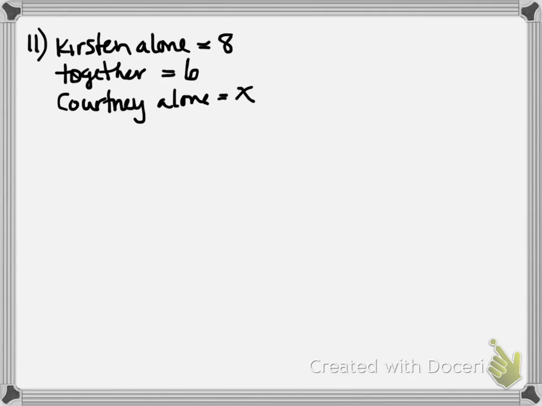Now, the setup is the same. Together over alone. That represents Kirsten's portion of the job. Plus, together over alone. That represents Courtney's portion of the job. Equals one complete job. Now, you have a couple options in a problem like this. What do you notice about the first fraction? You could reduce it. Do you need to? No. What would I multiply by to get rid of the fractions?